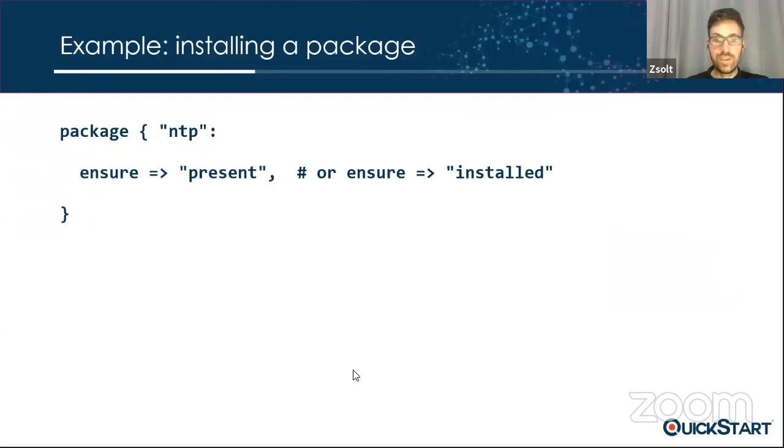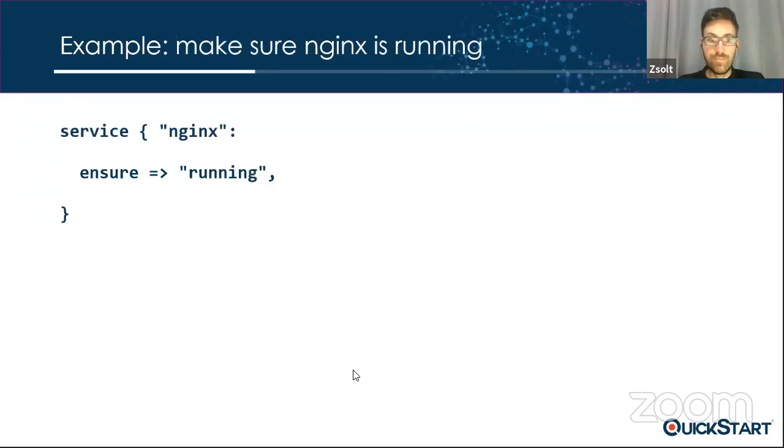This is good if you have a package manager in Linux, but in Windows systems, you also need to give it the source, because there is also a source element that you need to know where to install this NTP from. And if you install the proper source, in that case, the installation is going to happen and the wizard is going to be launched. Another example, make sure that nginx is running, ensure it is running.